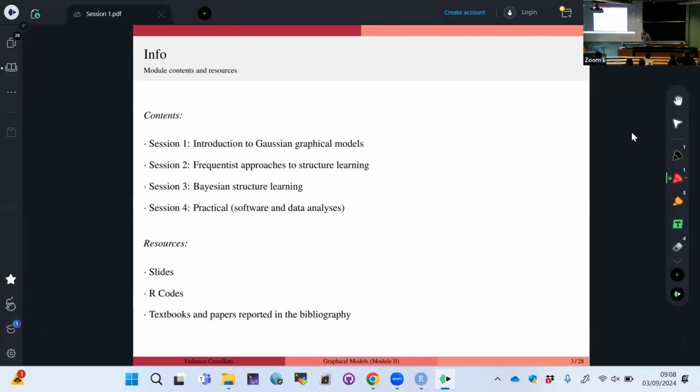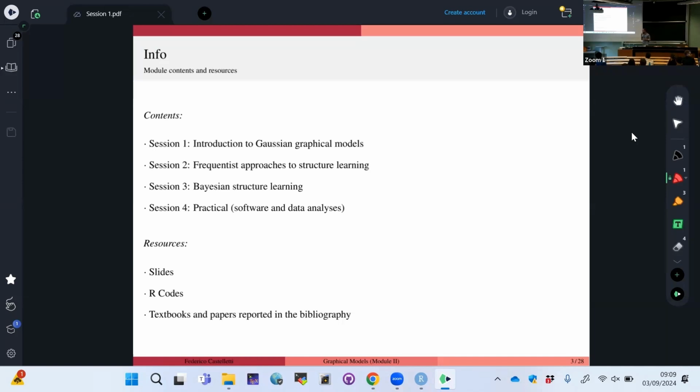So what about the contents of today's module? In the first session, this one, we will introduce Gaussian graphical models. To this end, we will also do a brief review of multivariate normal models and normal linear regression. In the second session, we will consider frequentist approaches to structural learning, at least some frequentist approaches. Of course, there are a lot of different approaches. This afternoon, we will talk about some Bayesian structural learning approaches. And then in the last session, we will do some practical, real data analysis.